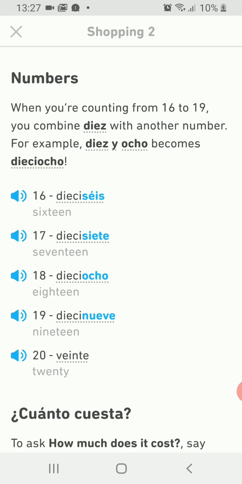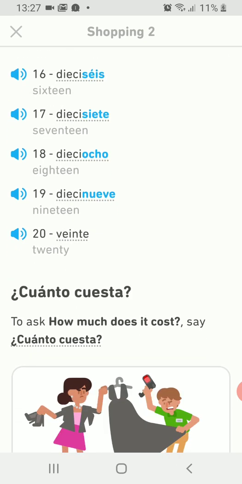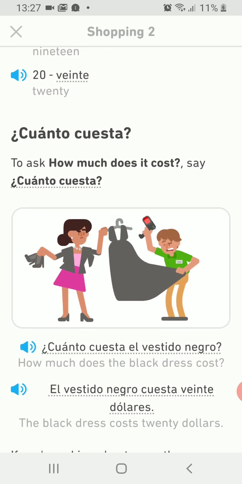And here we are going to learn how to say 16 up to 20. So when you're counting from 16 to 19, you have to do something special. You combine diez, which means 10, with another number. For example, dieciocho is diez y ocho. These are three words, but when you combine them, it becomes just one word and it means the number. So dieciséis, 16, diecisiete, 17, dieciocho, 18, diecinueve, 19, and 20, veinte. Veinte, yes.